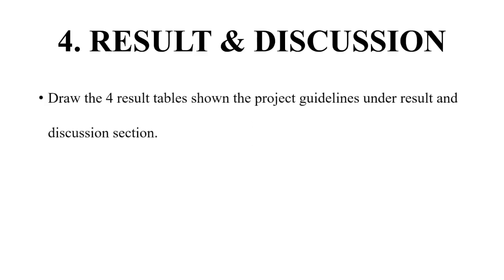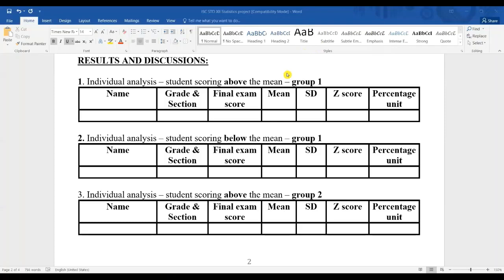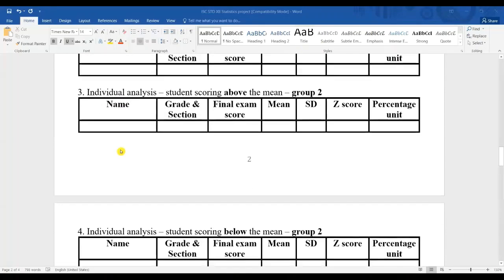Next, moving on to the fourth major topic as per our index, and that is results and discussion. Under results and discussion, you first have to draw the 4 result tables shown in the project guidelines under the results and discussion section. So let me just show you which tables you have to draw over here. These are the tables that I have mentioned in the guidelines, and as you can see, there are a total of 4 tables.